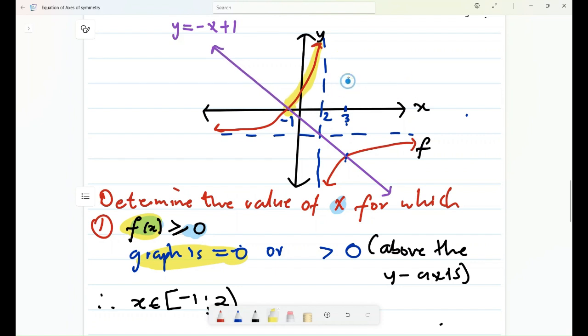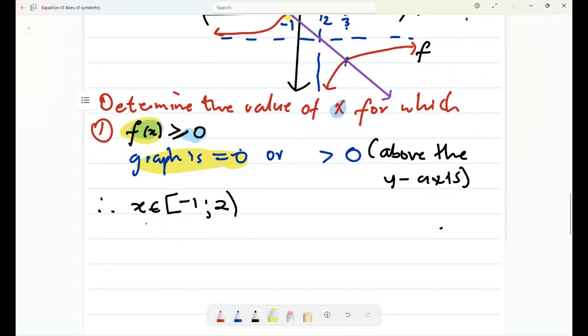So I hope you understand what I'm trying to explain here. But someone might use this method of saying it is between negative 1, where negative 1 is included, but less than 2. 2 is not included.